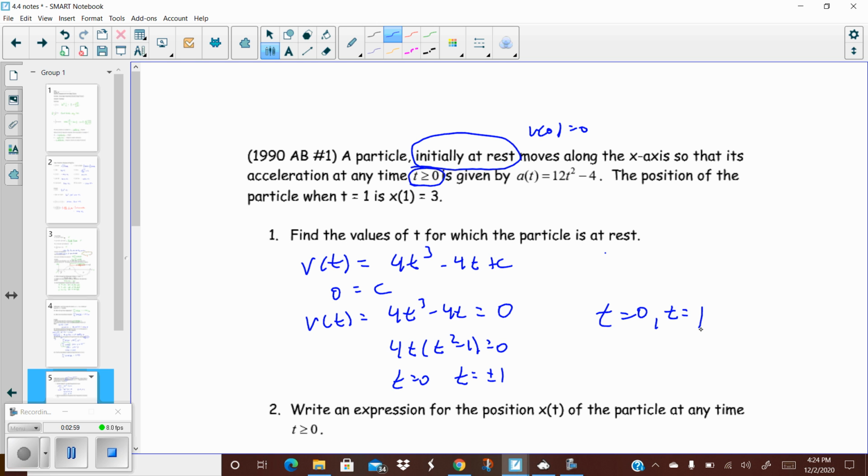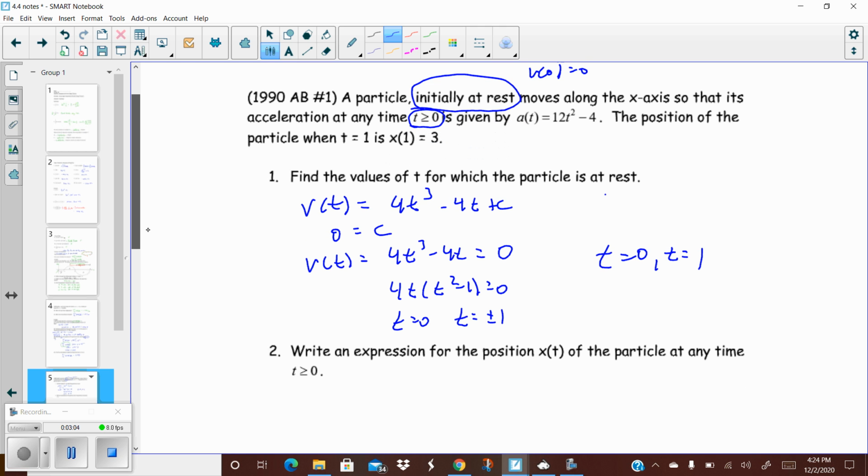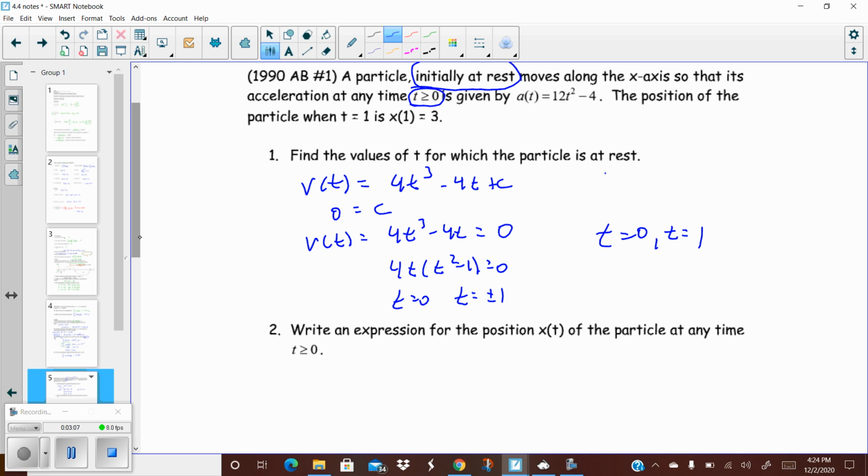All right, write an expression for the position x of t of the particle at any time t greater than or equal to 0. So we know that the position function is the antiderivative of velocity, and they call this x of t. The antiderivative of the velocity function is going to be t to the 4th divided by 4, so that's t to the 4th, minus the 4t, so it's going to be minus 2t squared, and then plus, again, some other constant. We can call it c, you can call it d, whatever you want to. It's a different part of the problem.